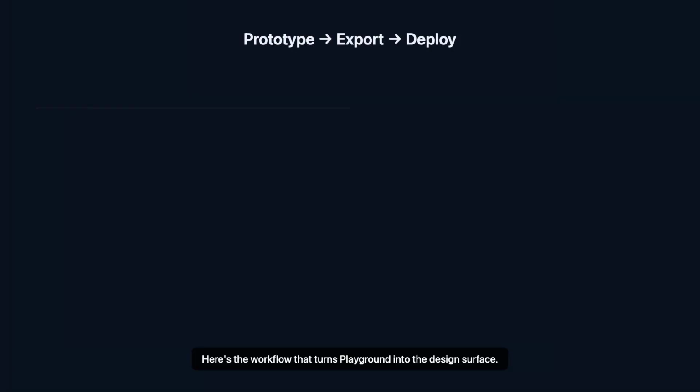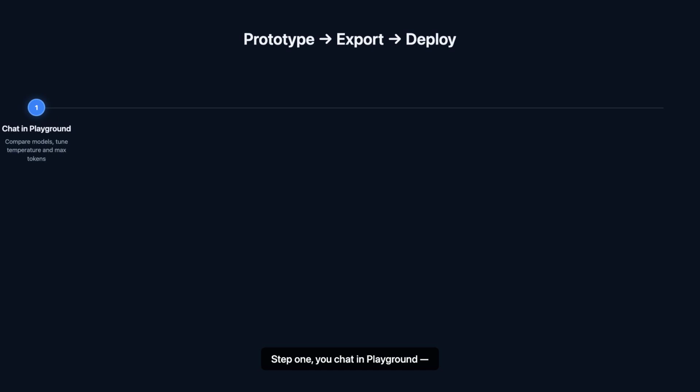Here's the workflow that turns Playground into the design surface. Step 1. You chat in Playground, compare models, tune temperature, tune max tokens, find a prompt that works. Step 2. You attach Unity catalog tools and try them interactively, so you can see whether the model actually calls them at the right time.